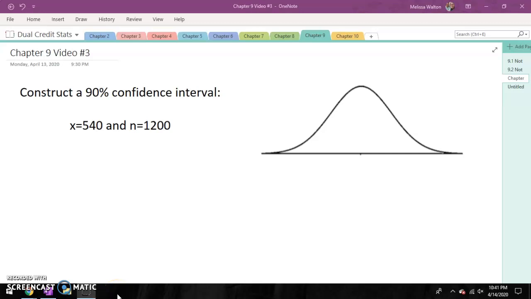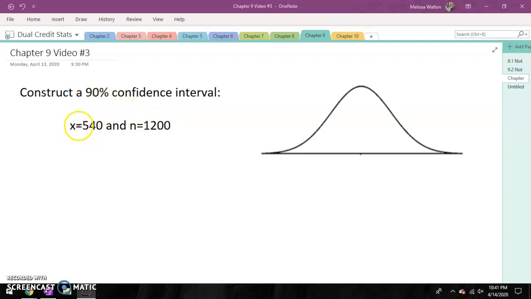Hello, this is chapter 9, video number 3. This is just a straight confidence interval example with proportions. I have gone ahead and reformatted this one just slightly, and then we're going to go over how to create a confidence interval. Right here, we do have a 90% confidence interval.